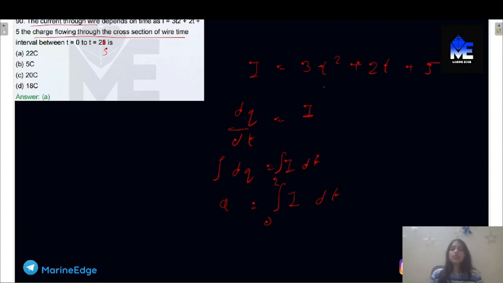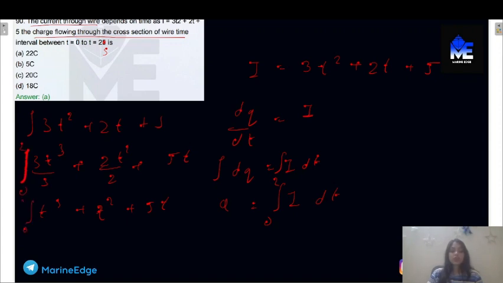Now, if we just integrate this equation, 3t square gives t cube, plus 2t square upon 2, plus 5t. That gives us t cube plus t square plus 5t. If we put the range 0 to 2 here, we'll get 8 plus 4 plus 10. That gives us 22 coulombs. The answer is E. Alright, moving on.